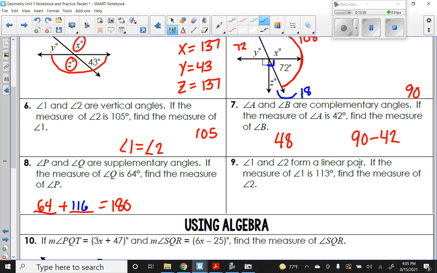1 and 2 are a linear pair. Linear pairs are supplementary, so the math here is exactly the same. Okay, 2 angles that add up to 180. If 1 is 113, that means the other has to be 67 to get it to 180. I'm pretty sure that's right. But I'm going to close this video because we're at 14 minutes.